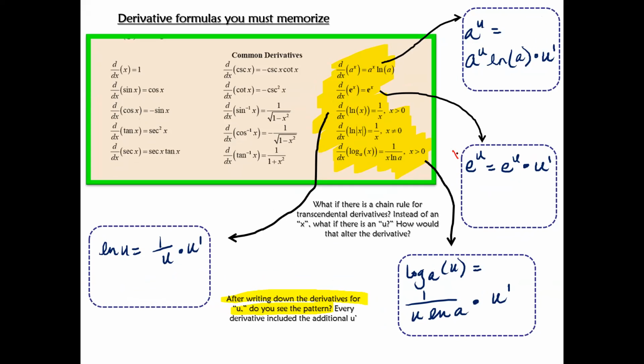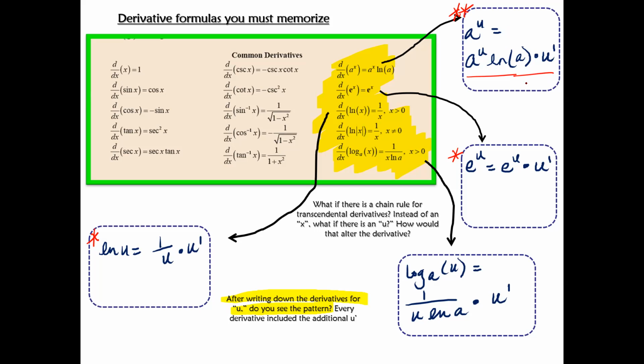E to the u is pretty simple. It's just e to the u times u prime. ln is opposite. It's the inverse of e to the u. So it's just 1 over u times u prime. So pretty simple overall. And then you have a new one, which is a to the u. So the derivative of a to the u is a to the u ln a times u prime. I know you're like, what? There's no rhyme or reason why that is, but that's just the formula, unfortunately. So make sure you memorize that one.